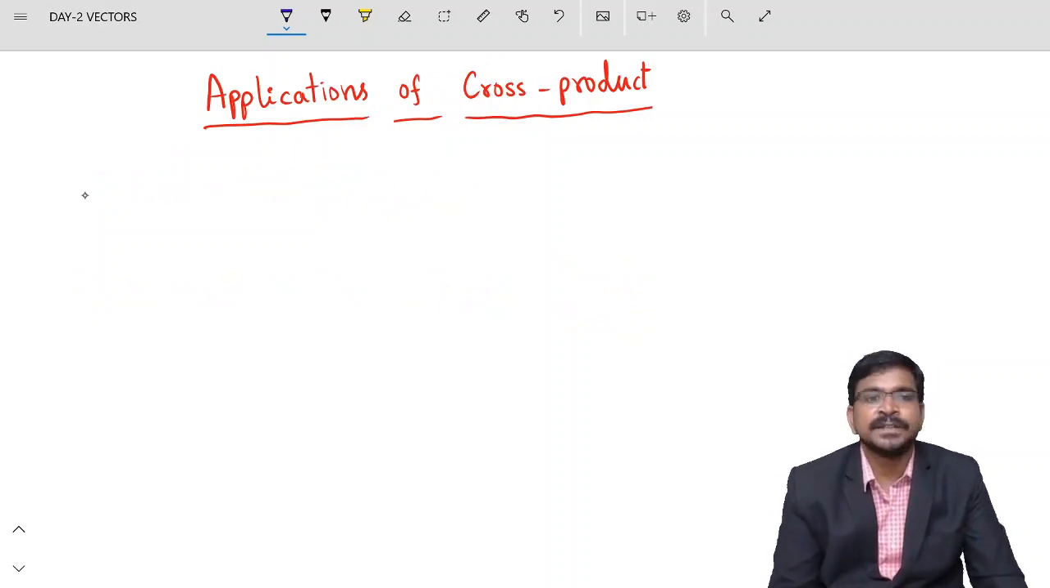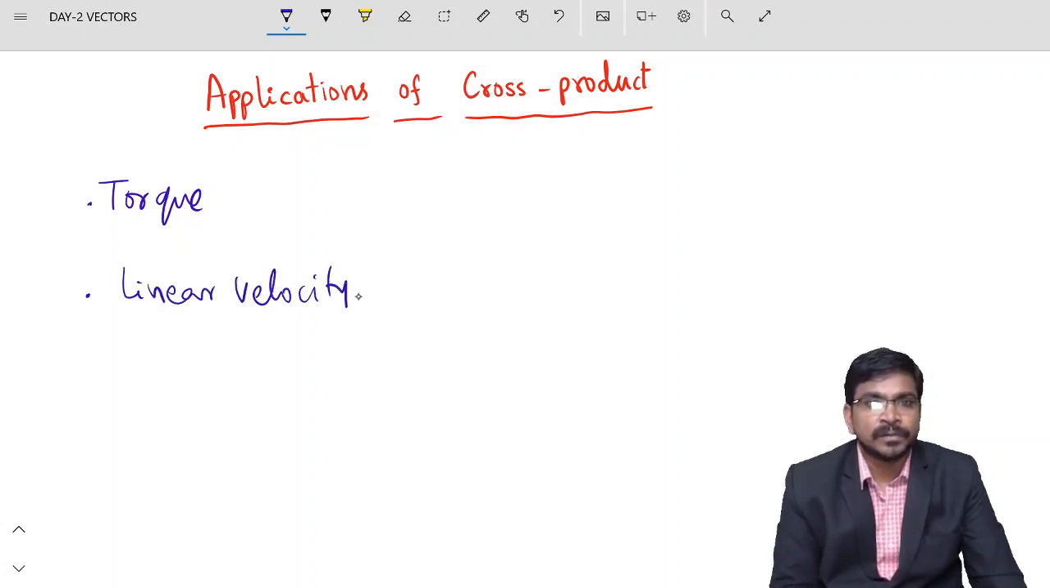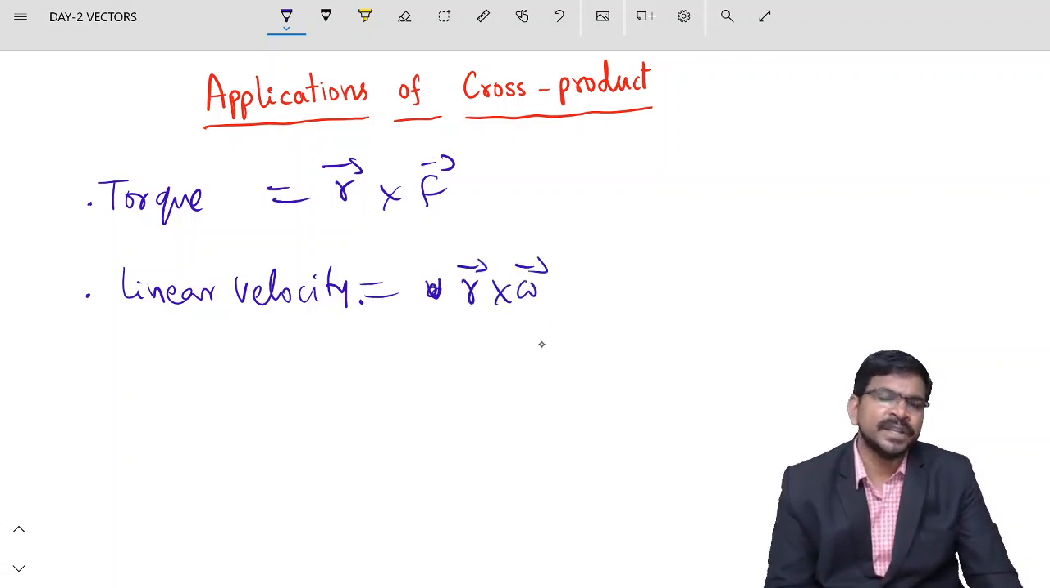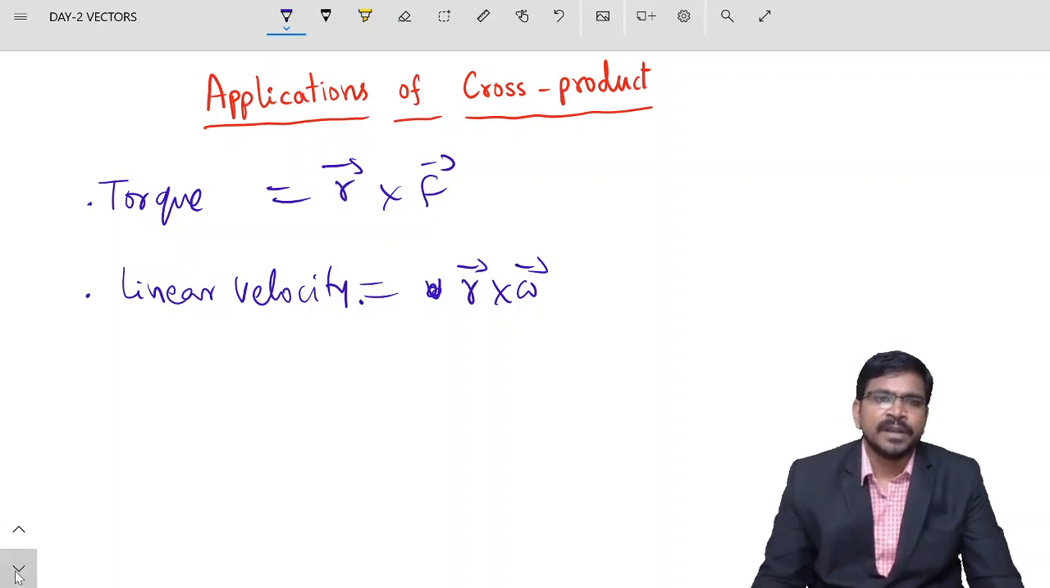Next, application of cross product. Cross product is used to find out torque and to find out linear velocity. Okay, torque is R cross F, and here V is R cross omega. So to find out such kind of things, we will use cross product. Okay, I hope you have understood the vectors.